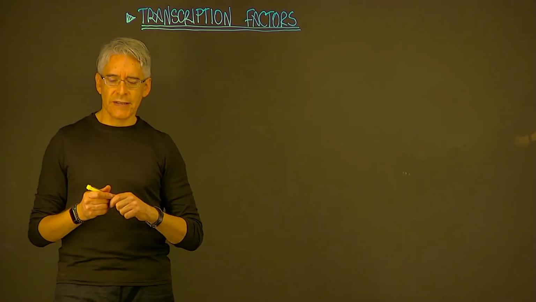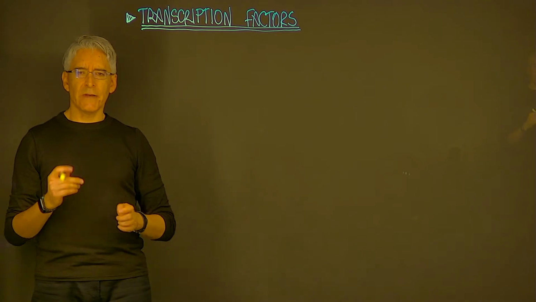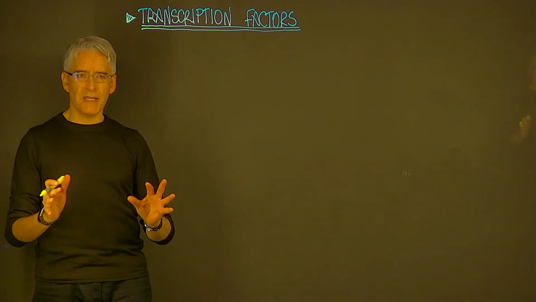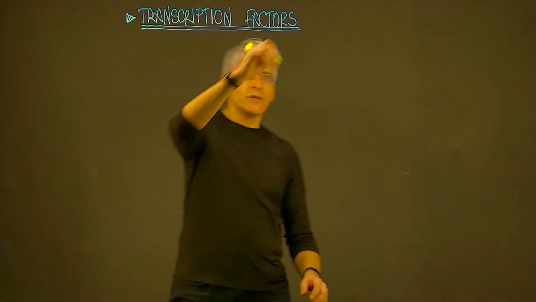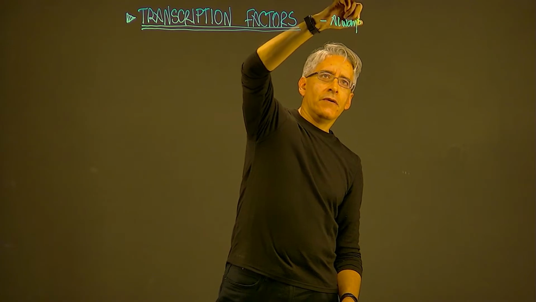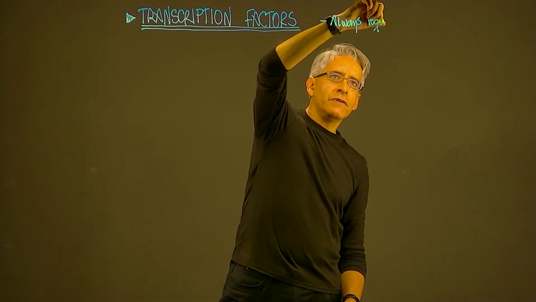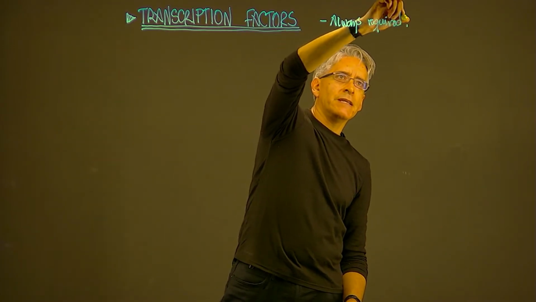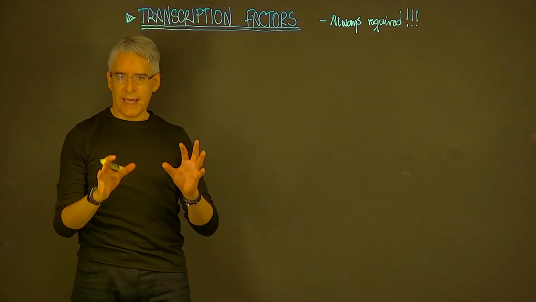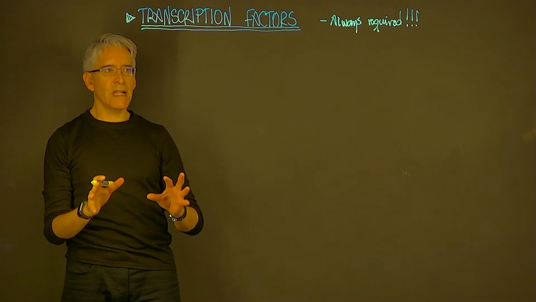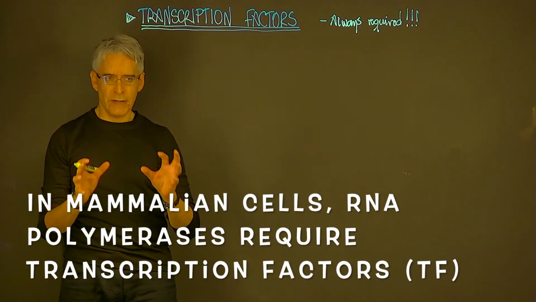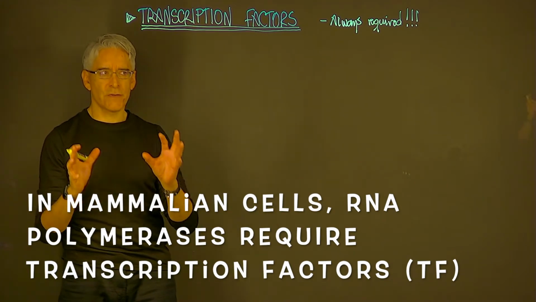So let's get started. The first idea that is essential about transcription factors is that they are always required for transcription to take place in mammalian cells. So let's put that idea here. Always require. And the reason for this is that in mammalian cells, RNA polymerase is not sufficient. It cannot recognize promoters by itself in the absence of transcription factors. So transcription factors play a really critical role in regulating the whole process of transcription.